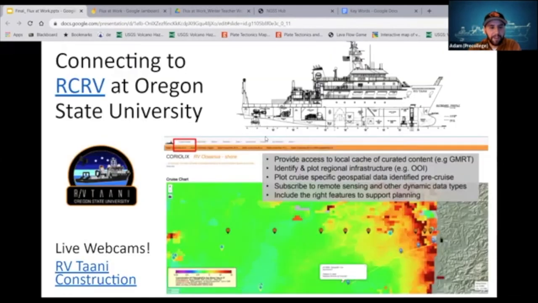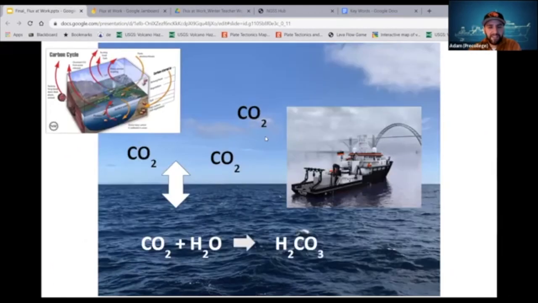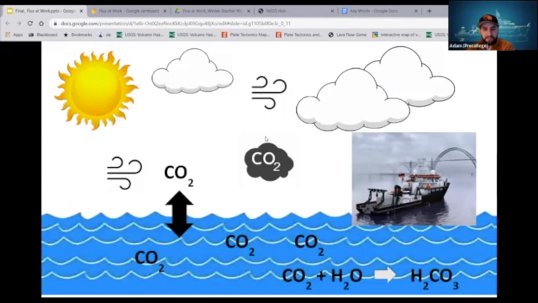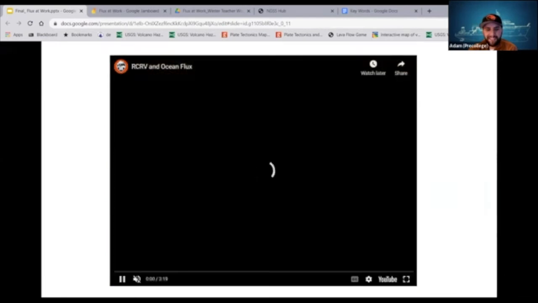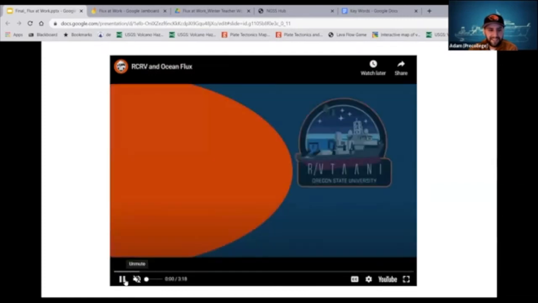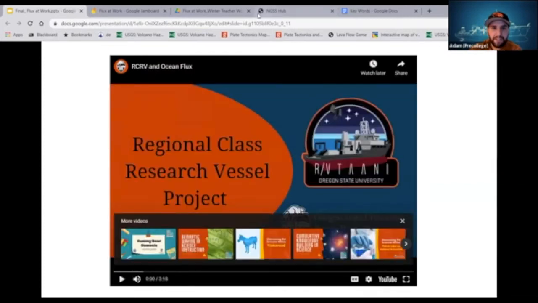So again, we're going to get to the connection of this, but I just want to move through. This is the CO2 example that we have. We're a little bit at time, so I'm going to jump to the video because that's what we're here for. And we're going to talk about how RCRV uses flux. All right. And let me share my audio. Sound, there we go.